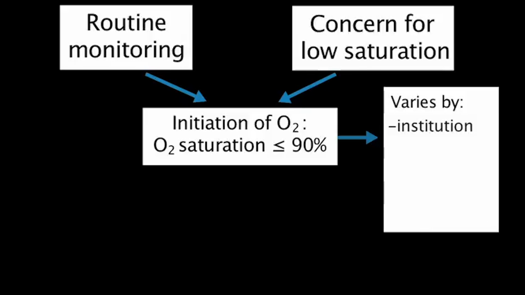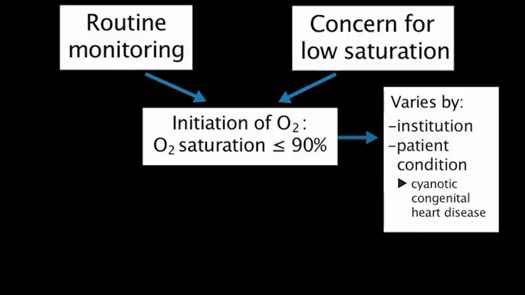It should also be noted that determining the best oxygen saturation target while on oxygen therapy is often patient dependent. For example, certain conditions, such as cyanotic congenital heart disease, may cause healthcare providers to consider withholding oxygen as they have different oxygen saturation goals, and oxygen can actually make some of these patients sicker.